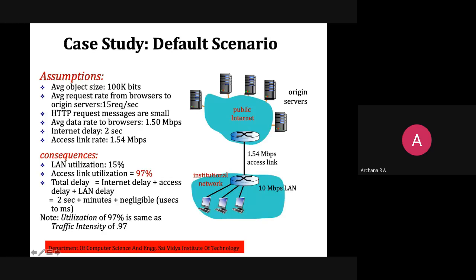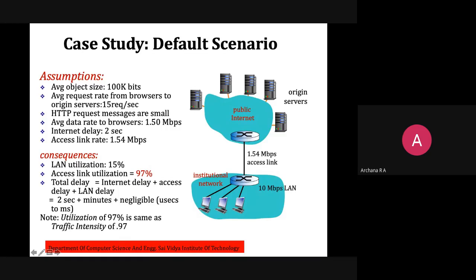Okay, so the LAN utilization is only 15%. The LAN utilization, in the sense, is the delay with respect to the local area network, or we can also call it the traffic intensity at the local area network. So in order to know this LAN utilization or the access link utilization, you should know the traffic intensity at the local area network and the access link utilization.